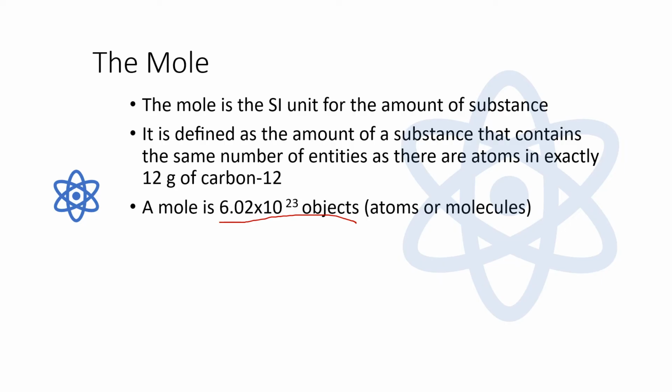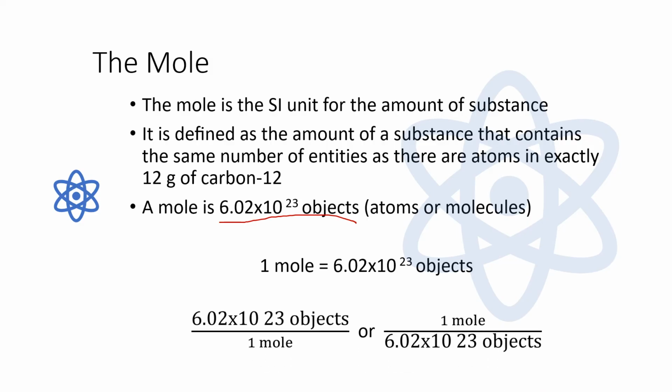So, kapag sinabi nating mole, it's one unit of the element. So, kapag mole, lagi natin tatandaan si 6.02 times 10 raised to the power of 23. This is also known as your Avogadro's number or constant. Okay, so 1 mole is equivalent to 6.02 times 10 raised to the power of 23 objects.